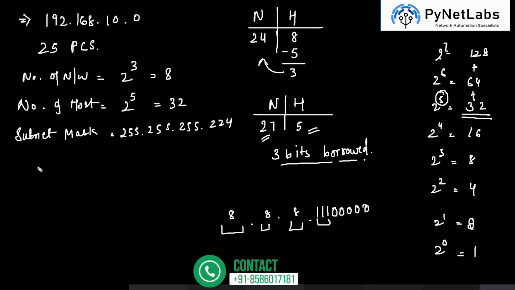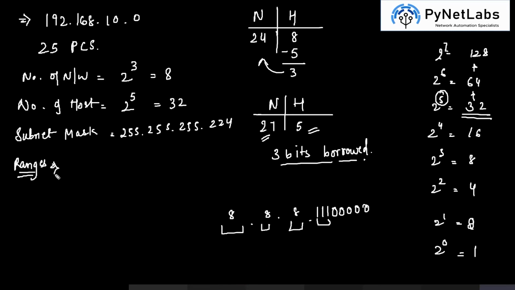Now we will look at the ranges which can be made for these 25 PCs. It will be starting from 192.168.10.0 to 10.27. Then after that, 10.28 to, oh, I'm sorry, not 27, it will be 31. So from 10.0 to 10.31, here we have 32 IP addresses, out of which 30 can be used.